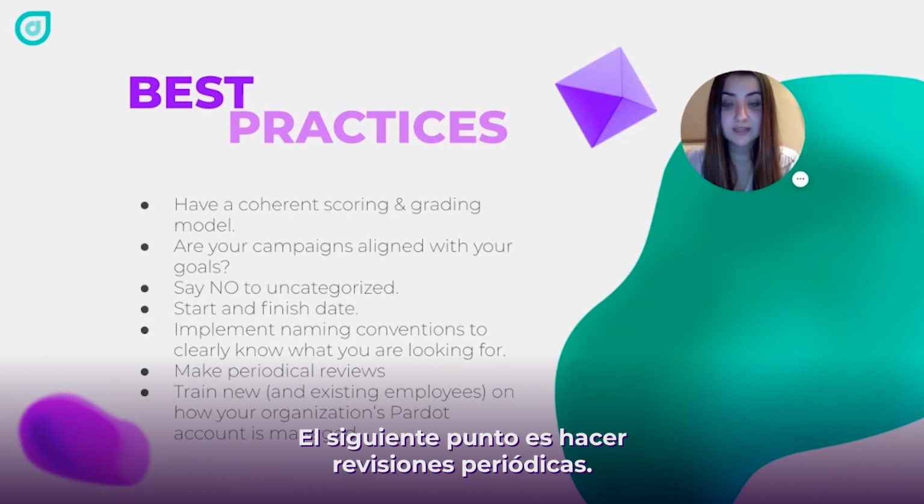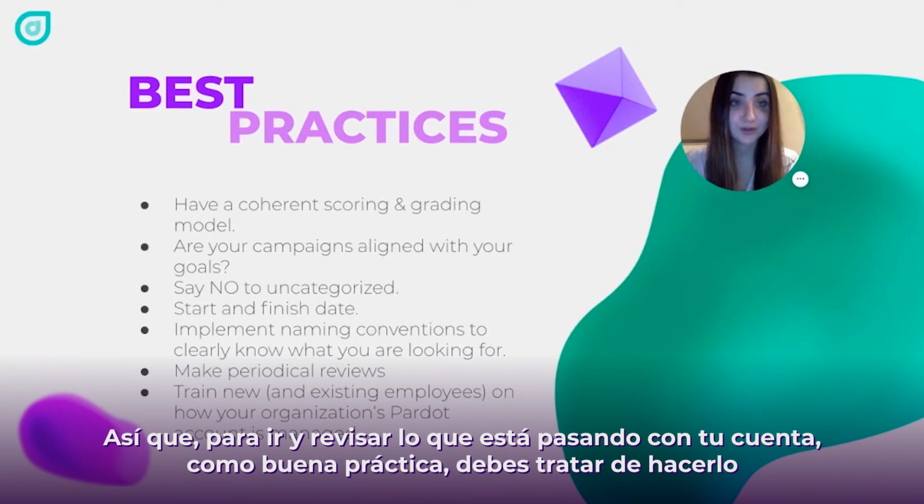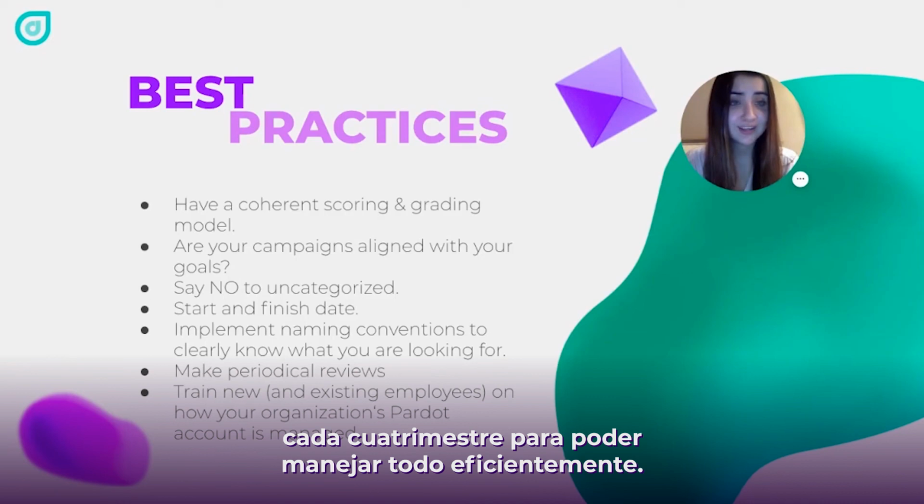The next point is making periodical reviews. So don't wait 2 years or until you have no space left in some of the tools in order to go and check what's happening in your account. You should, as a best practice, try to do this quarterly in order to manage everything as it comes.